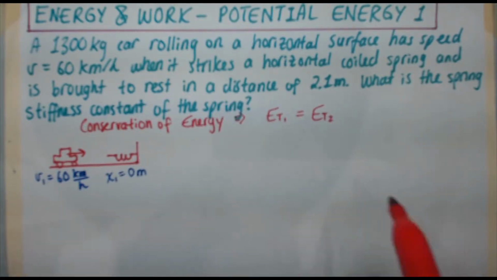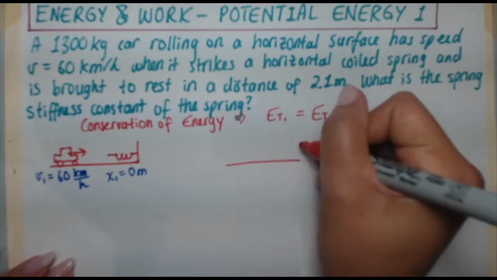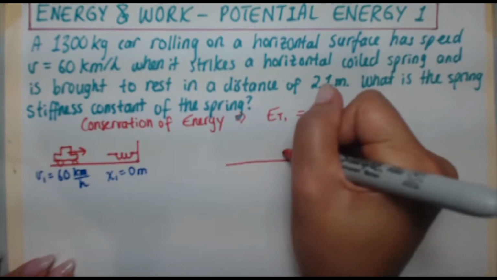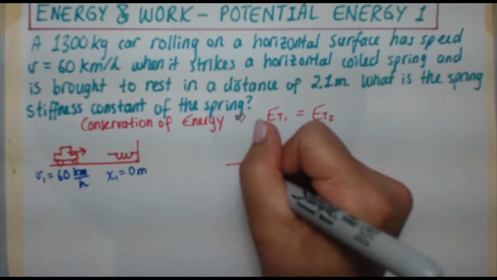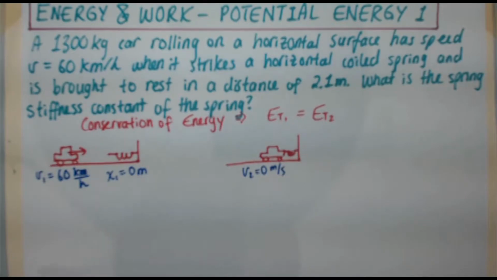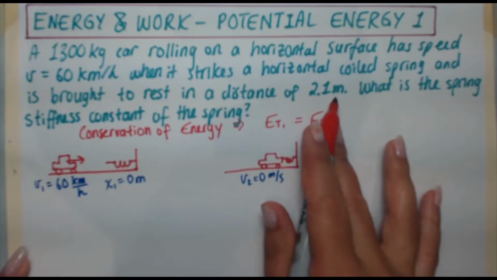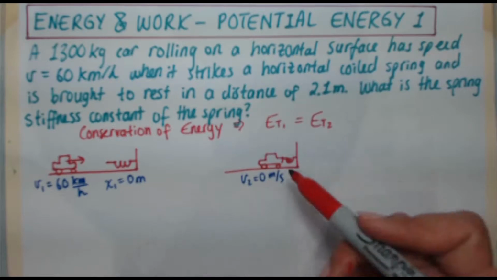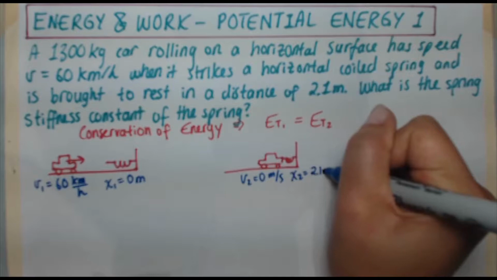Okay, that's initial. Afterwards, it says the car is brought to a rest, so that implies that the spring is compressed a bit. Now we've got a compressed spring, and we've got the car in front. The car is brought to a stop, so now V2 is 0 kilometers per hour, or 0 meters per second. And we're told in the question that the car is brought to rest in a distance of 2.1 meters. So if the car stops in 2.1 meters, that's also the same amount by which the spring compressed. So x2 equals 2.1 meters.